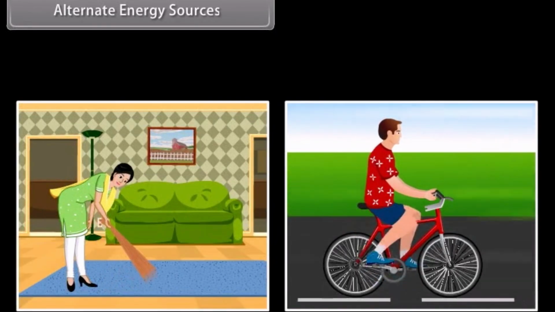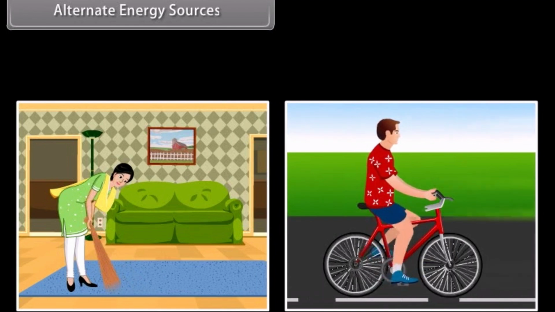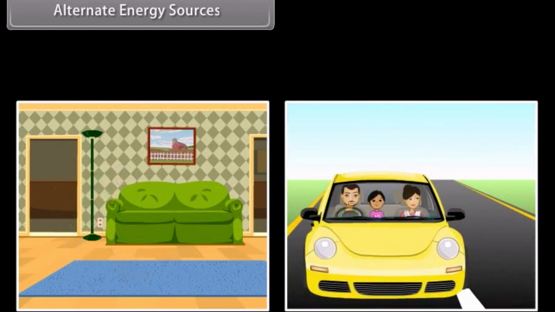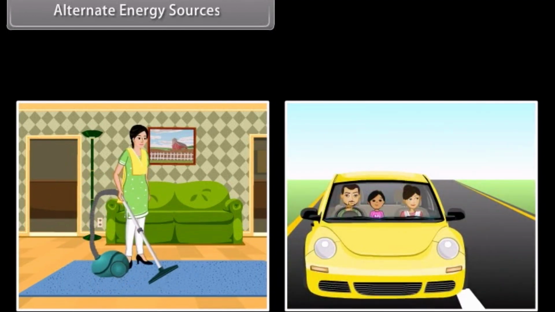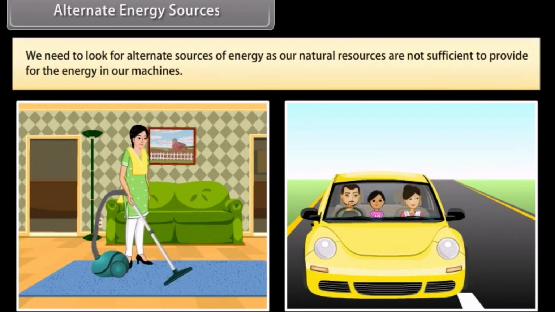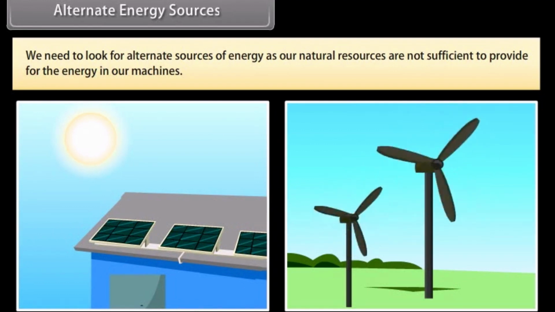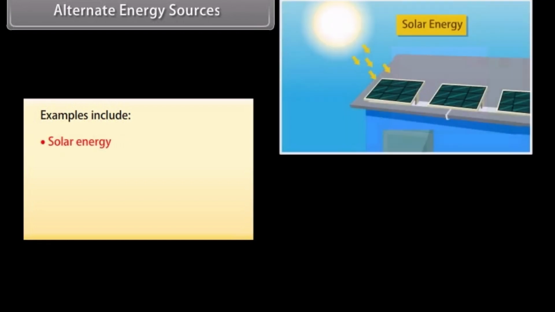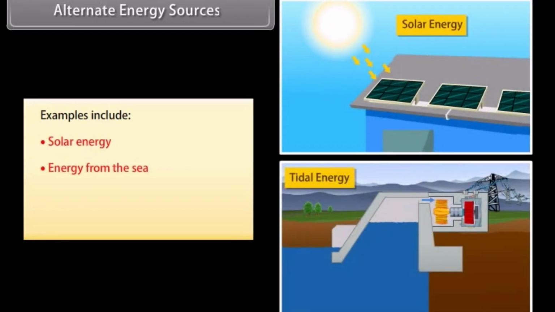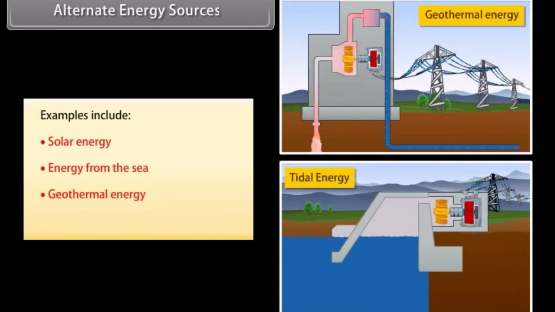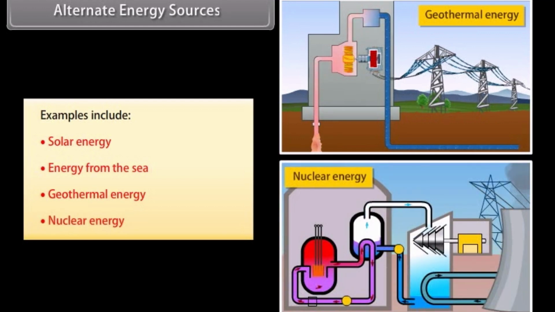Alternate energy sources. As we progressed, our day-to-day life activities also changed. We now get most of our work done by machines. Due to this, we need to look for alternate sources of energy, as our natural resources are not sufficient to provide for the energy in our machines. Examples include solar energy, energy from the sea, geothermal energy, and nuclear energy.